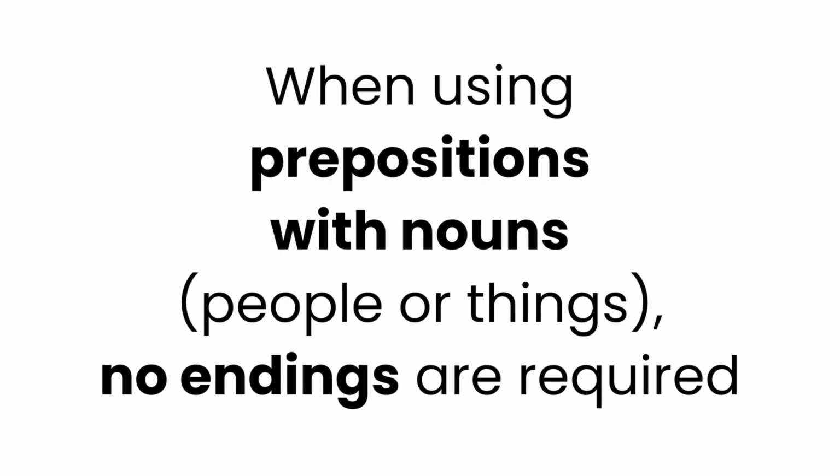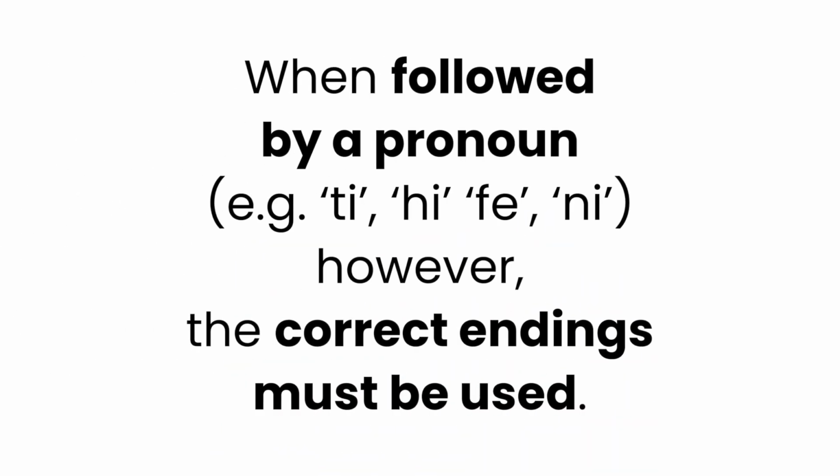When using prepositions with nouns, people, or things, no endings are required. For example, ar Siân, ar y plant. When followed by a pronoun, for example, ti, hi, fe, ni, however, the correct endings must be used.